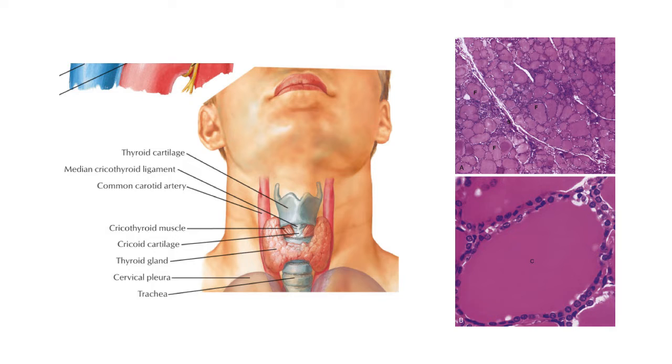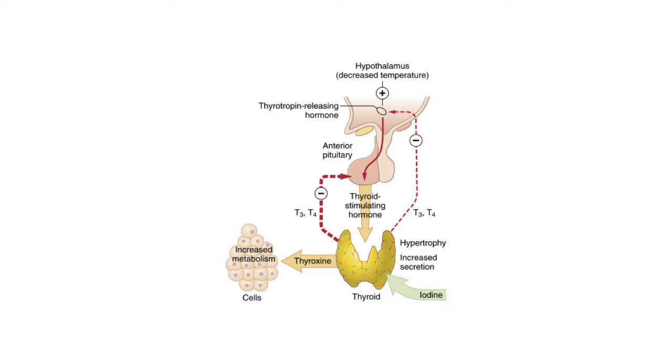So again, the thyroid hormone is in the colloid, and whenever the body needs the hormone, the thyroid follicular cell will eat up this colloid and secrete it into the blood to release the thyroid hormone.